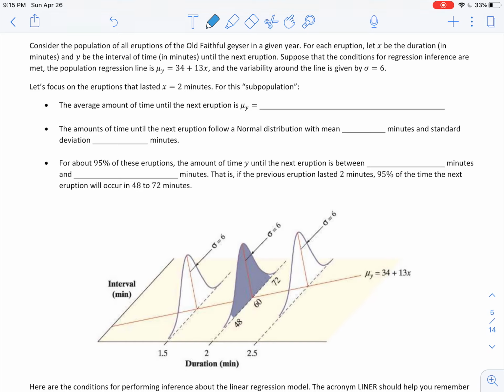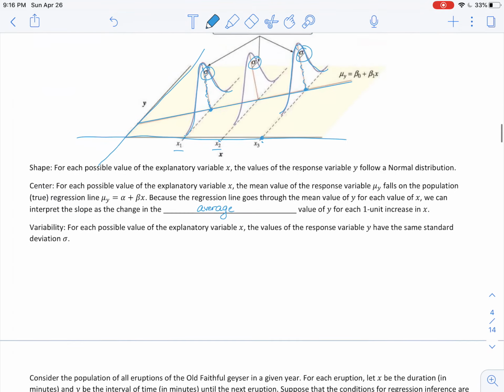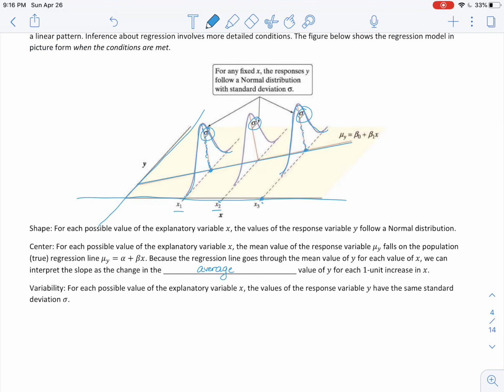So consider the population of Old Faithful eruptions for this geyser in this given year. For each eruption, x is the duration in minutes, and y is the interval of time in minutes until the next eruption. Suppose the conditions are met. We'll get to that in the next video, because I'm going to pause it after this. The population regression line is found for us, and the variability around the line is given by sigma equals 6.